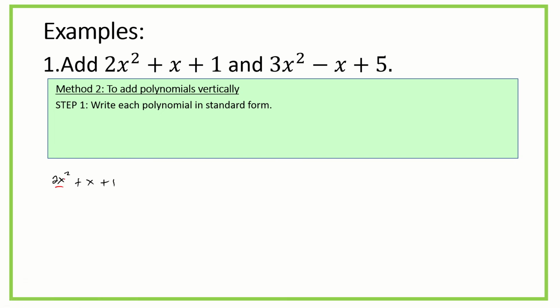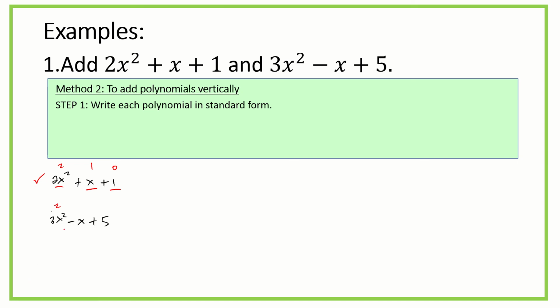The degree of the first term is 2. Degree of the second term is 1. Degree of the last term is 0. And it's already in decreasing order. That means it's a yes. So it's already in standard form. Next, our second polynomial is 3x squared minus x plus 5.